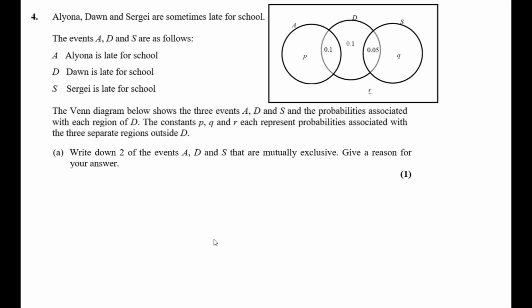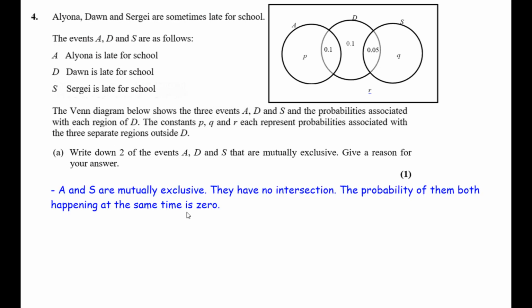Straight away, mutually exclusive means that there is no overlap. The 2 events do not happen at the same time. So the 2 mutually exclusive events are A and S. Okay, no overlap, no intersection. The 2 of them must be mutually exclusive.